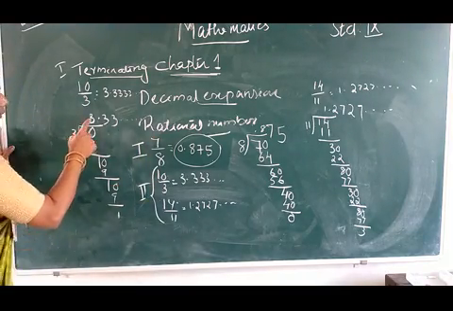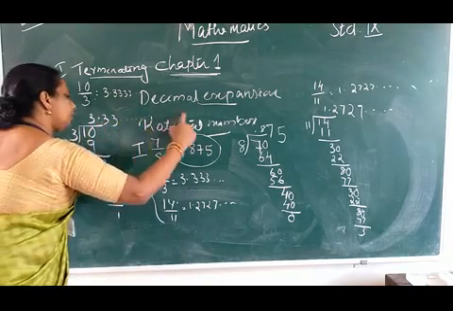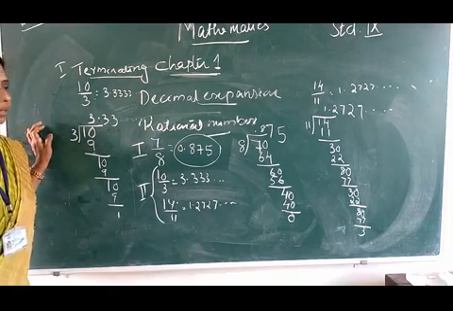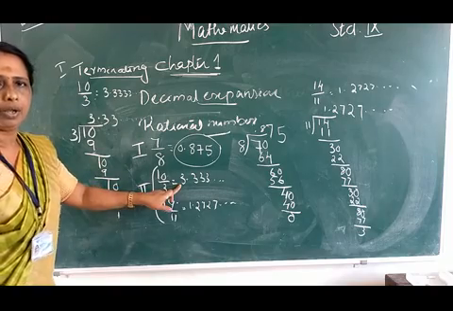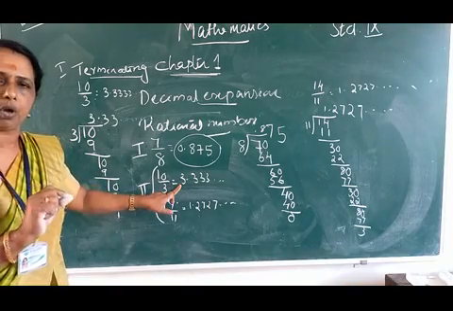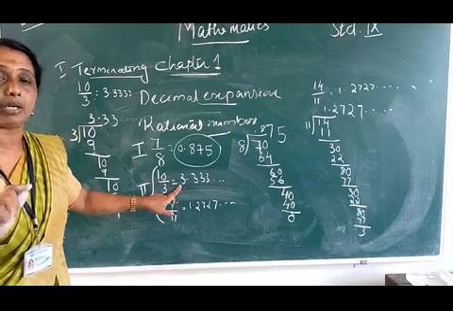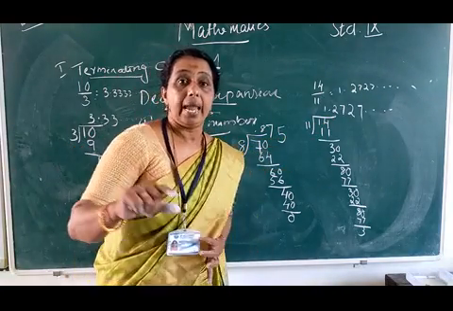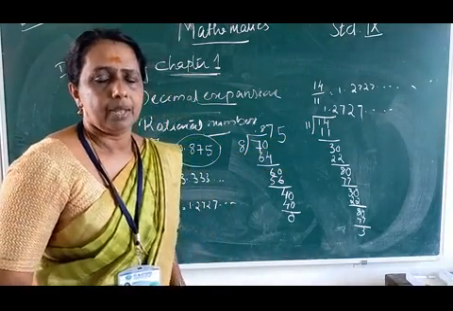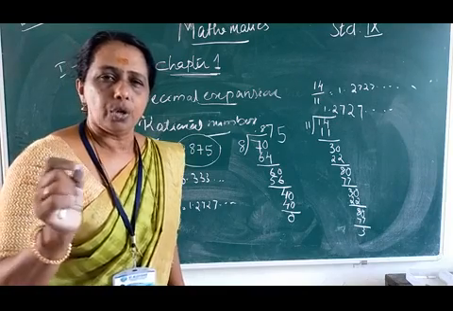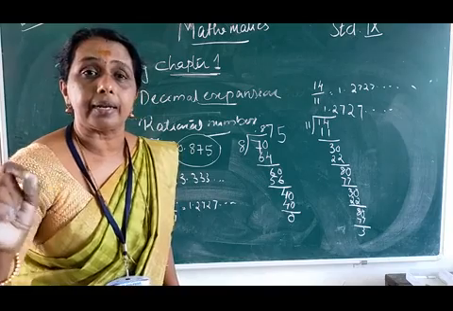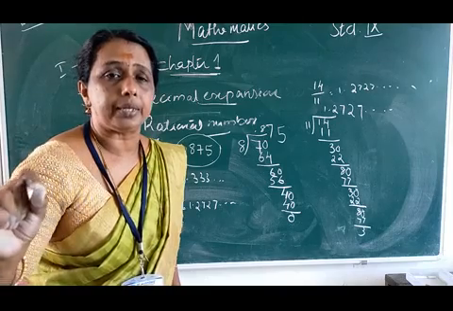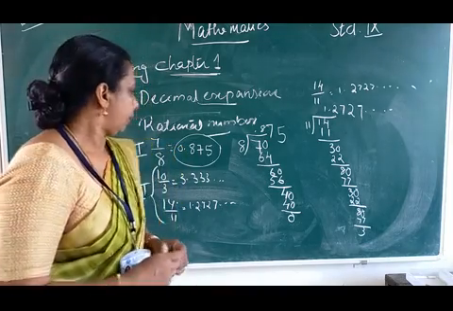Second case, 3.33333, etc. The division is continuing and the remainder never becomes 0. The division never ends. This type of decimal expansion is called non-terminating, and also recurring. One digit, or here two digits, or a block of digits is repeating. That type of decimal expansion is called non-terminating recurring. Or one more name is non-terminating repeating decimal expansion. Okay.